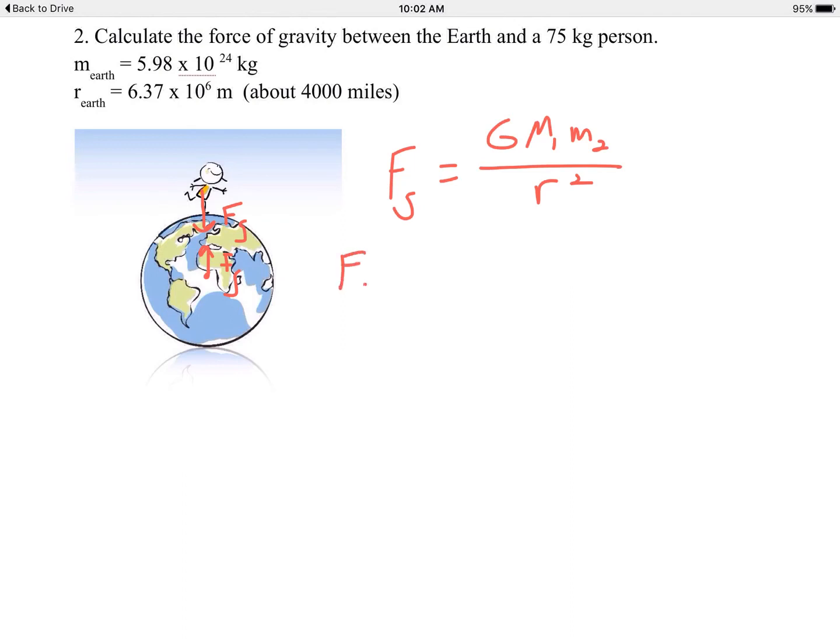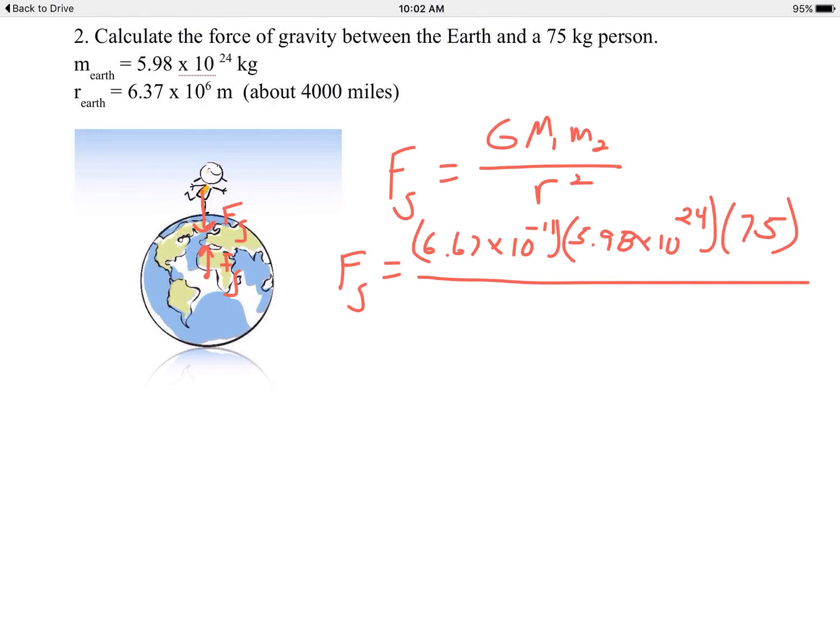So the force of gravity here on the person would be 6.67 times 10 to the negative 11th, times the mass of the Earth, which is 5.98 times 10 to the 24th, times the mass of the person, 75 kilograms, divided by the radius squared.